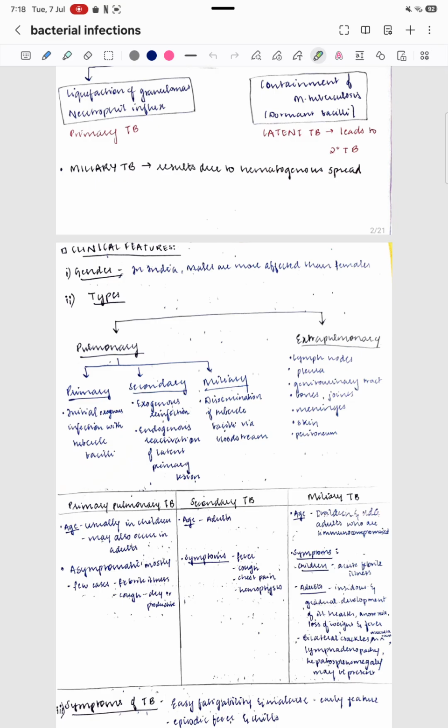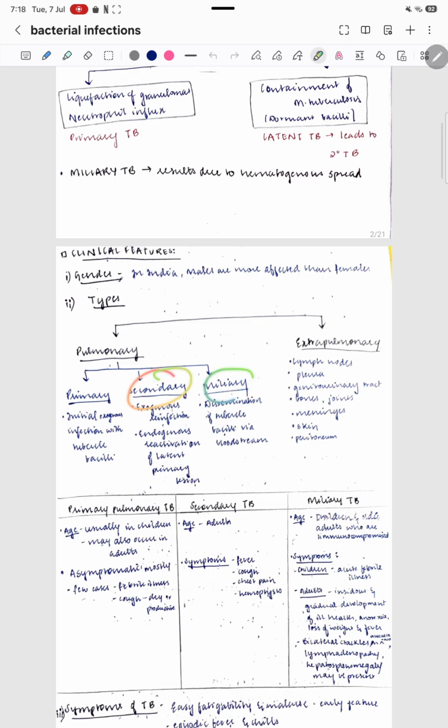Secondary tuberculosis is when the primary TB goes into an arrest phase, or latent phase, or dormant phase, and then again reinfects or reactivates, which is your secondary phase. Then coming to your miliary phase. Miliary phase is the dissemination of tubercle bacilli via the bloodstream. So the infection-causing bacilli spreading via the bloodstream is your miliary TB.